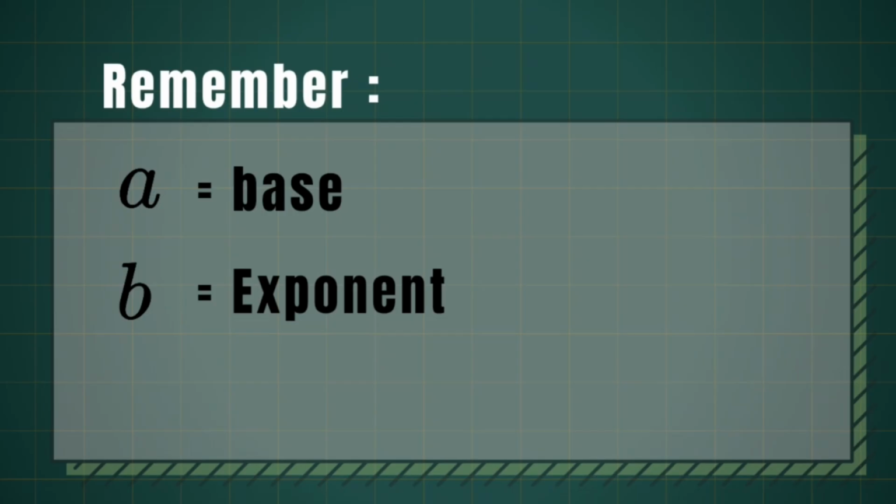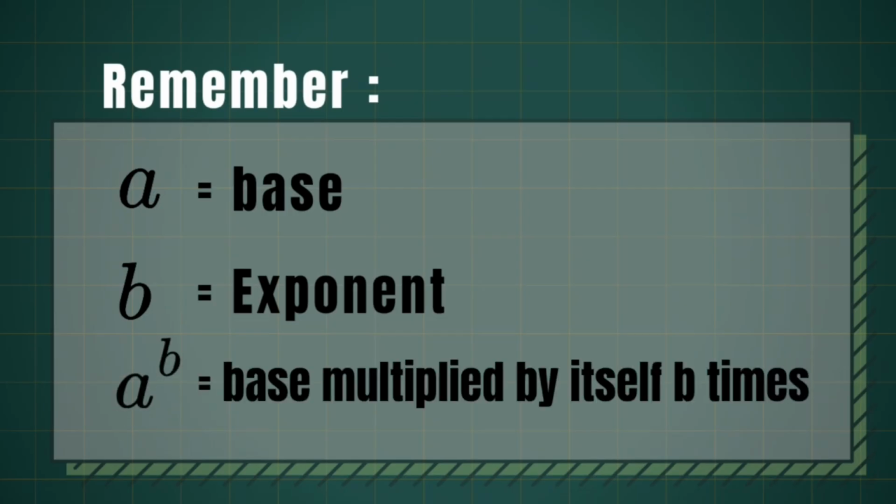So remember, a is the base, b is the exponent, and a to the power of b is the base multiplied by itself b times. That's the basic idea of exponents. In the next lessons, we will learn the properties of exponents and how to use them to solve problems faster and more efficiently.